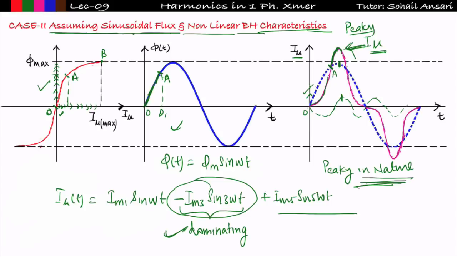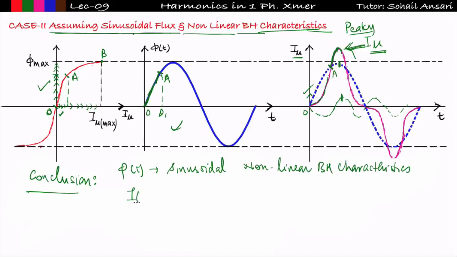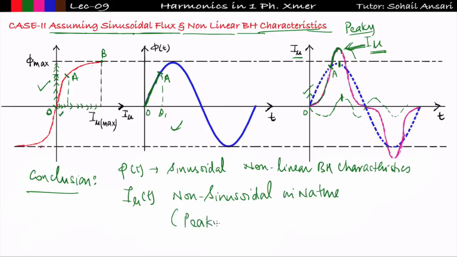So what will be the conclusion in this? If flux is sinusoidal and considering non-linear BH characteristics, the waveform of magnetizing current i_mu(t) will be non-sinusoidal in nature. It is not sinusoidal, right? Non-sinusoidal in nature means it is peaky in nature. The waveform i_mu will be peaky in nature. Got it? So this is the conclusion.